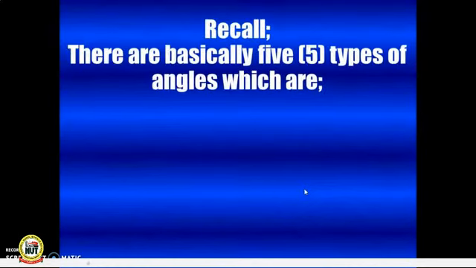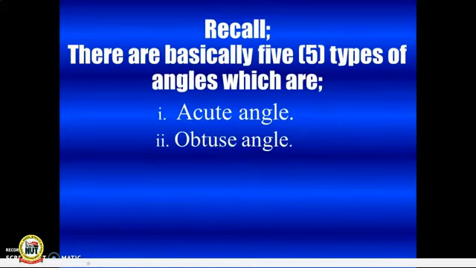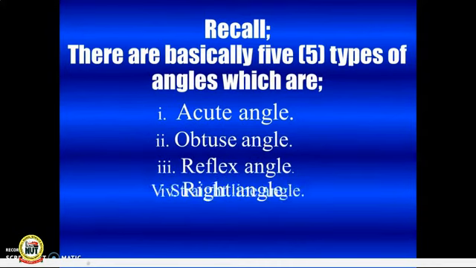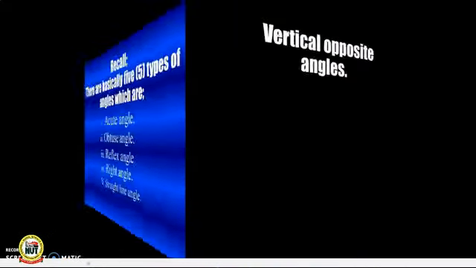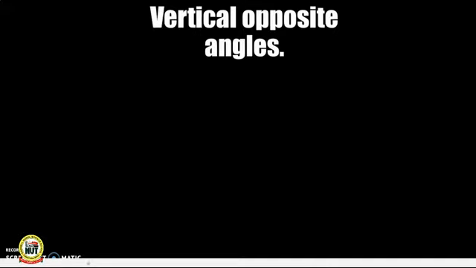Okay, so now you have to recall the 5 types of angles we have, which are the acute angle, the obtuse angle, the reflex angle, the right angle, and the straight line angle. I believe you are not seeing this for the first time. You have been taught and you know all the definitions of these angles and their examples. So with this, we are going to go into the next slide, which is another topic under angle, which is vertical opposite angle.